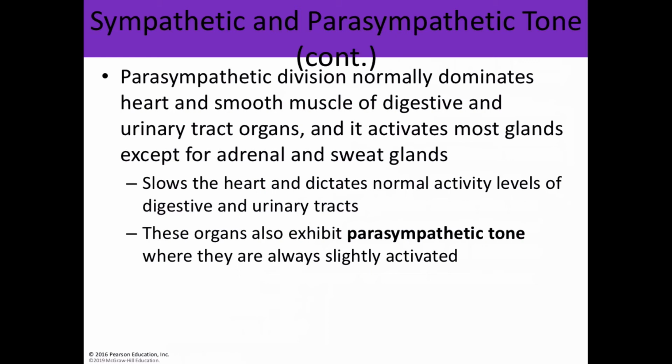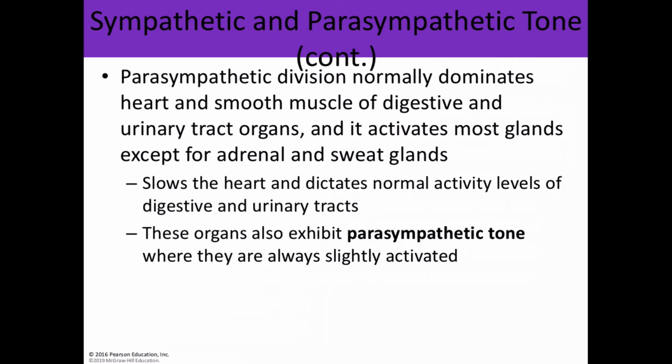So the parasympathetic division, class, as it states here, dominates the heart and smooth muscle of your digestive and urinary tract organs, and it activates, class, most glands except for the adrenal and sweat glands. Now you say why? I mentioned earlier, class, that they are innervated by the sympathetic nervous system.